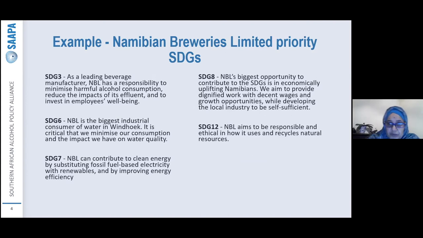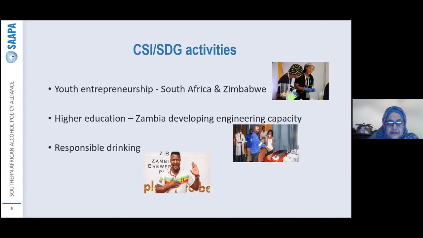I just thought that I wanted to share an example of how the industry positions themselves as contributors to the SDGs. This was taken from the Namibian breweries and how they have set their contribution to 5 of the SDGs. This will be shared so people can read it. But I think that there's also the issue of conflating CSI and SDG activities, so you're sometimes not quite sure how it needs to be read. So there's a big emphasis on youth entrepreneurship across the region, issues of education, and then of course the whole issue of responsible drinking, which we know is problematic.